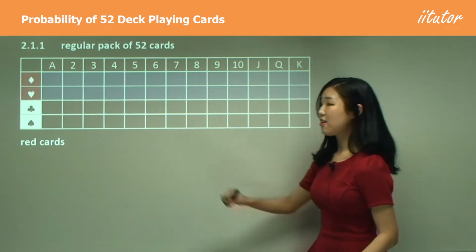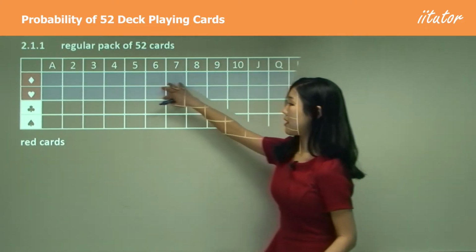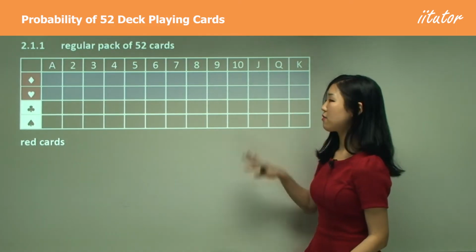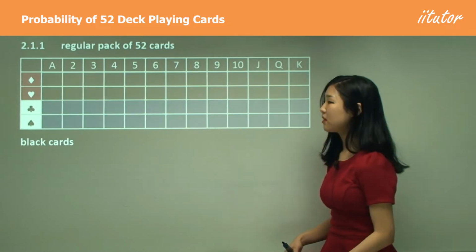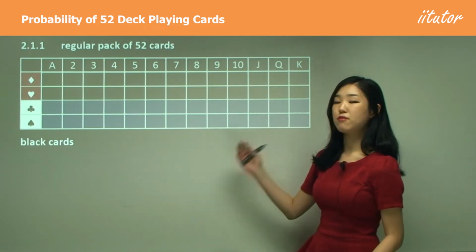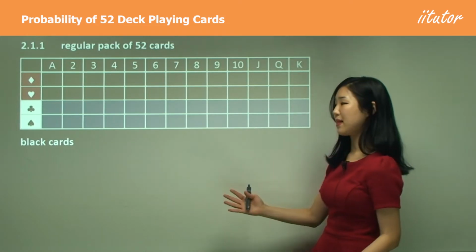Red cards are just these 2. These 2 are red cards, just half of the cards. Half are red, half are black, so red cards are just exactly half. Black cards are these 2, so again similar to the red cards, it's half of the pack of cards. Half the cards are black.